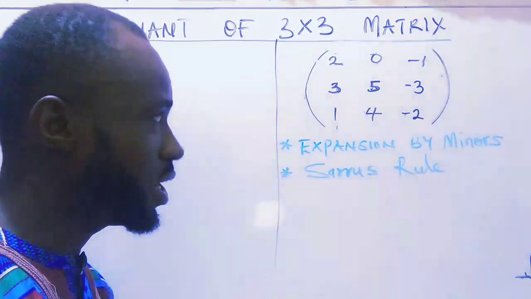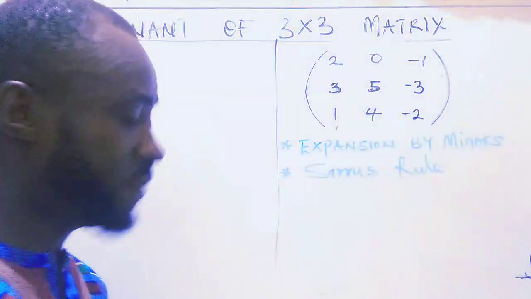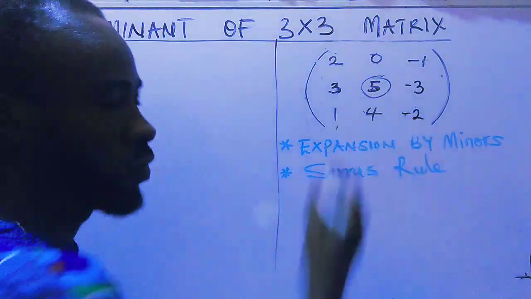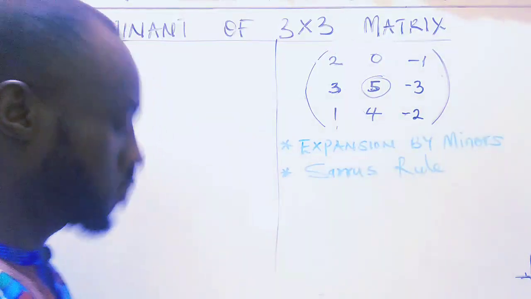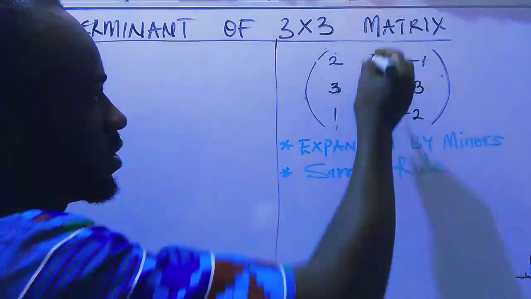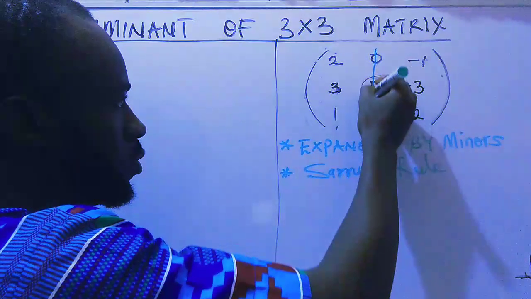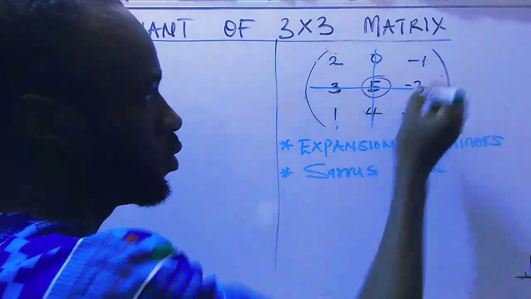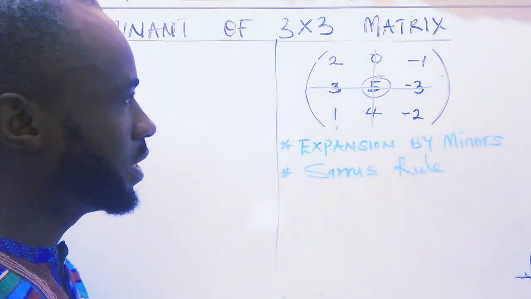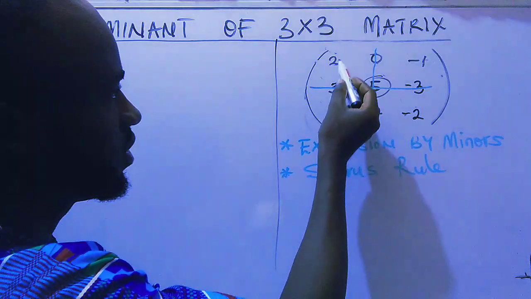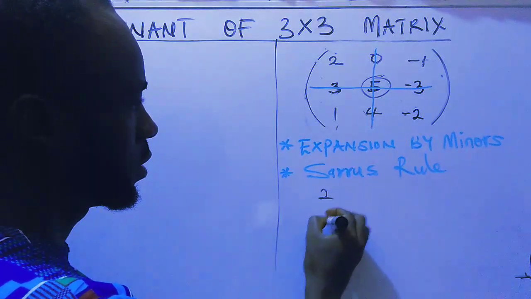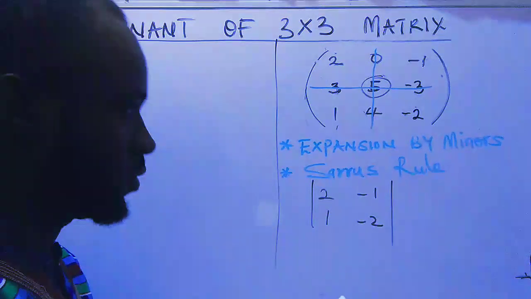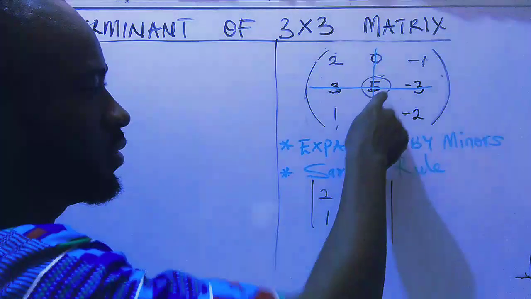Now let's see how we can get the minor for 5. To get the minor for 5, I'm going to cross out every element in the column where 5 is, and every element in the row where 5 is. What I'm left with is 2 and 1, minus 1 and minus 2. So this is what we call the minor of 5.